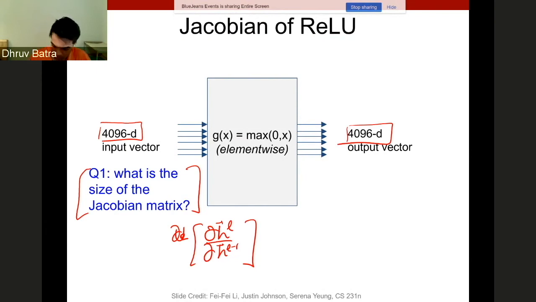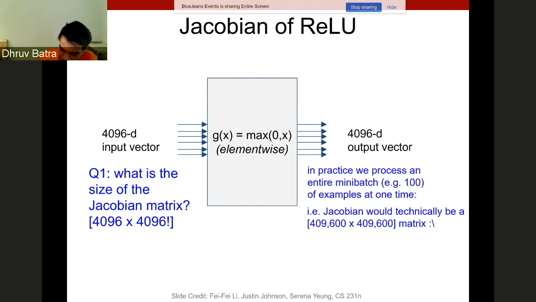(4096 times 4096). Yep. That part's easy. 4096 times 4096. That's the dimensionality of this matrix. And in practice, it's important to remember that it's actually an even larger matrix. So if you had a batch of 100 examples, then you'd be computing a matrix of 4096 times 100 by 4096 times 100. So technically, it's an even larger matrix.